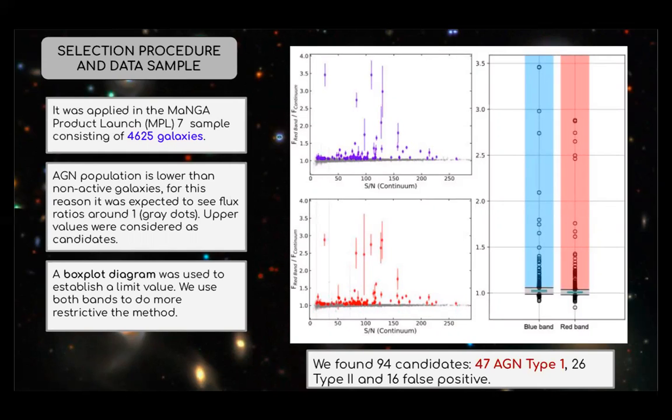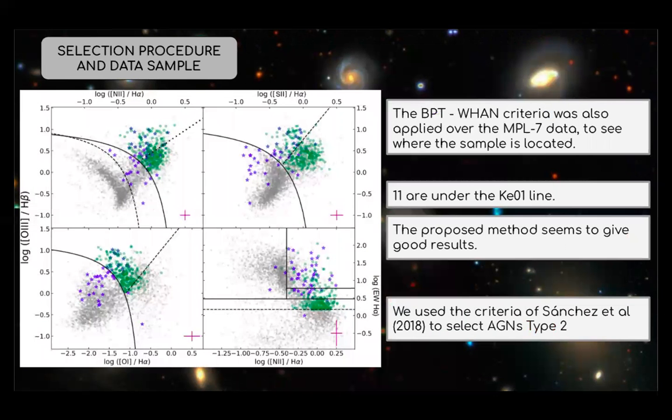To establish a limit value, we use the upper limits of the box plot diagram, and to make our method more restricted, we select only the candidates that were above both upper limits. We found 94 candidates, and after a visual inspection, 47 were cataloged as Type 1 AGNs. An advantage of our method is that it covers AGNs mixed with the BPT diagrams. In the figure, we can see our sample as blue stars, and a few of them are below the Kauffmann lines.